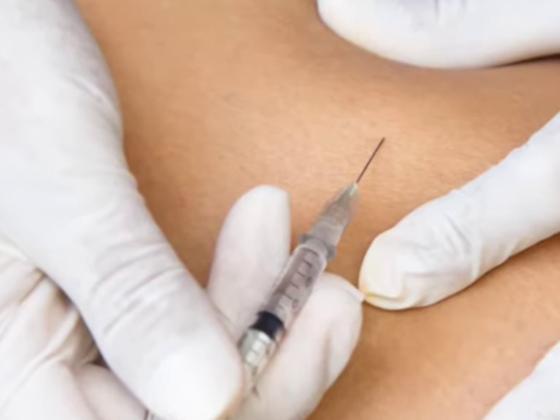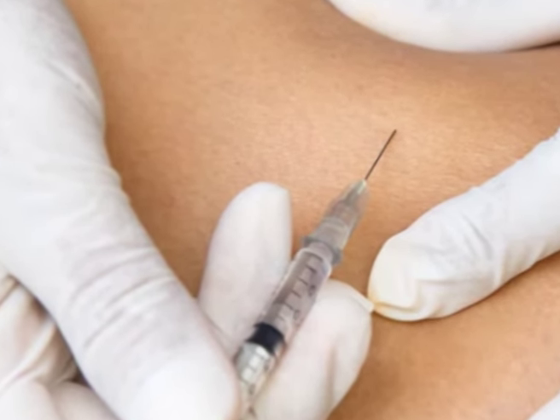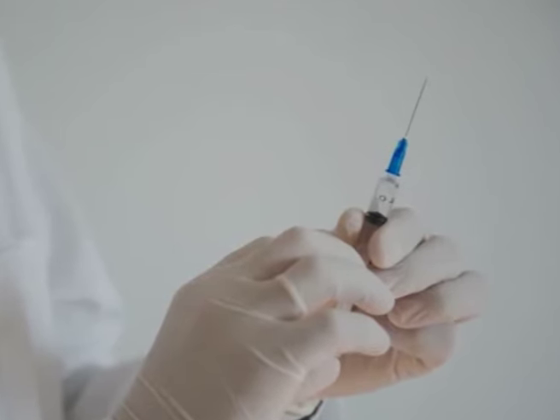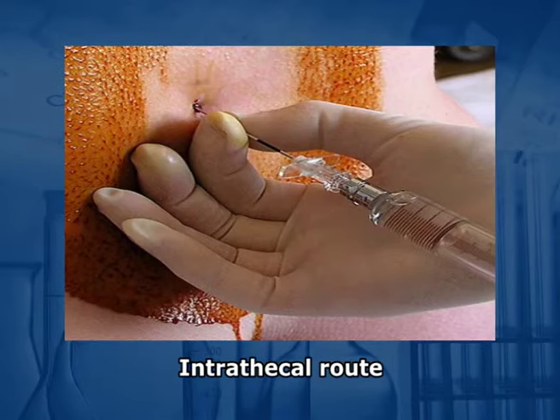Next route is the intrathecal route. In this route, injection or infusion is given directly into the lumbar sac located at the caudal end of the spinal cord. This route is employed for diagnostic purposes, and then for therapeutic purposes.